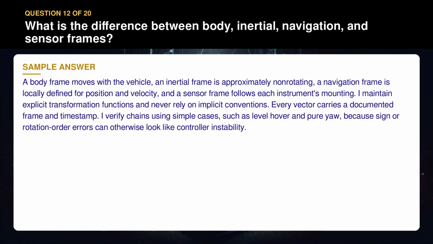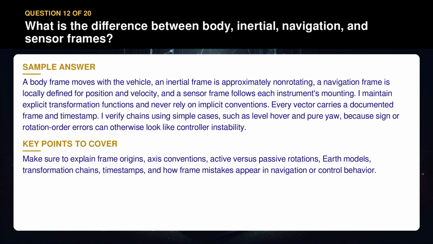I maintain explicit transformation functions and never rely on implicit conventions. Every vector carries a documented frame and timestamp. I verify chains using simple cases, such as level hover and pure yaw, because sign or rotation order errors can otherwise look like controller instability. Make sure to explain frame origins, axis conventions, active versus passive rotations, earth models, transformation chains, timestamps, and how frame mistakes appear in navigation or control behavior.